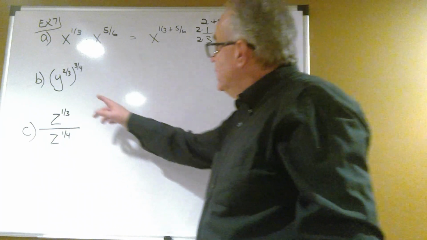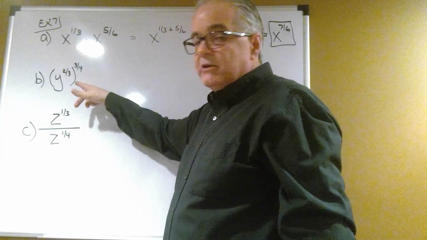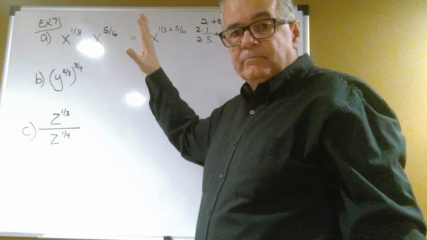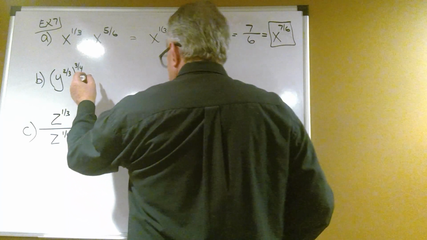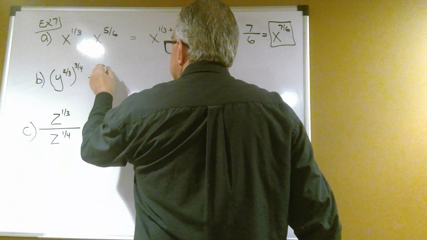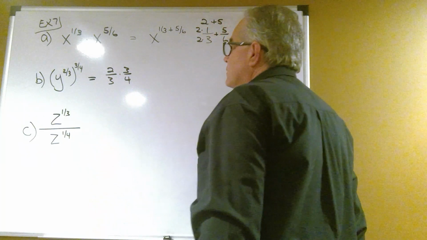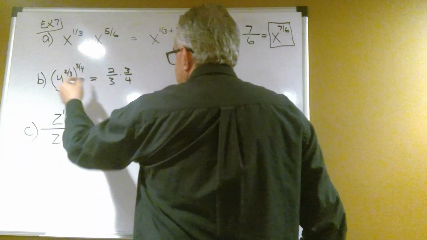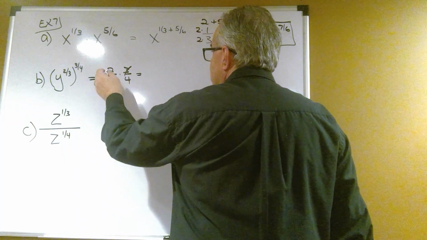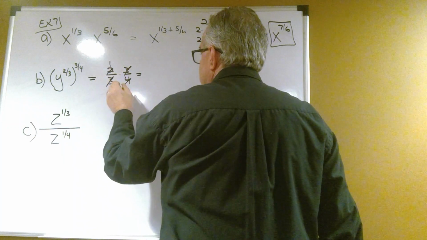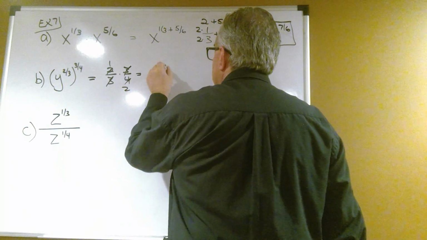Here is a power raised to a power, so it's going to be the power rule, so I'm going to multiply those two exponents. That means I'm going to multiply 2/3 times 3/4. Remember these are just my exponents, so my 3's cancel. 2 over 4 is going to be 1/2. So this is going to end up being y to the 1/2.